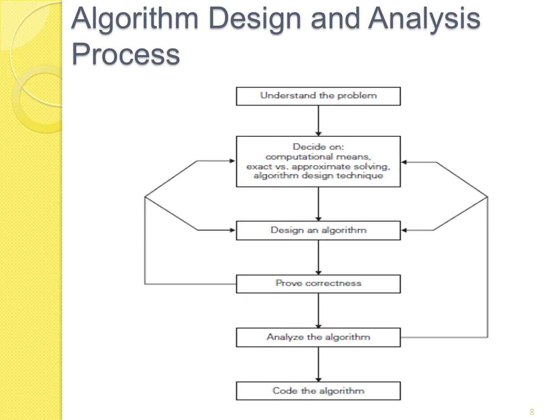The first is to understand the problem and decide on the computational means for exact or approximate solution to the problem. Then design an algorithm for the exact or approximate output. Then prove the correctness of the algorithm, then analyze the algorithm, then code the algorithm. Let us discuss each one of them in detail.